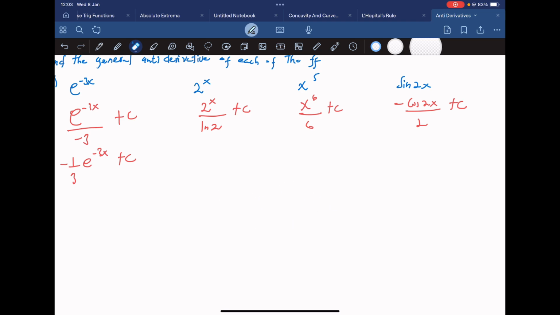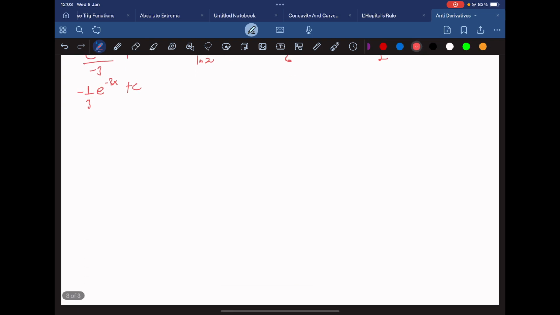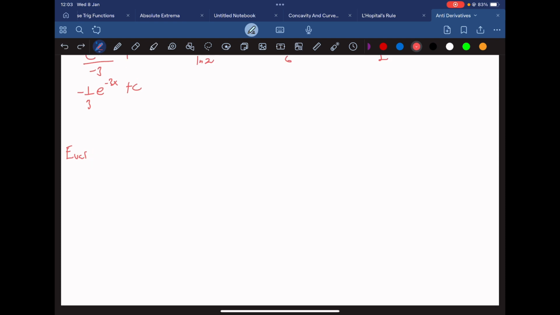So the collection of all antiderivatives of f is called the indefinite integral. So when we combine every antiderivative of f or of a function, that is what we call the indefinite integral. So let's look at this. We have to evaluate the integral of x squared minus 2x plus 5 dx.